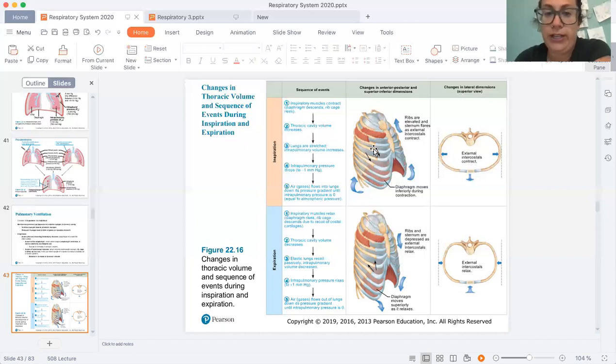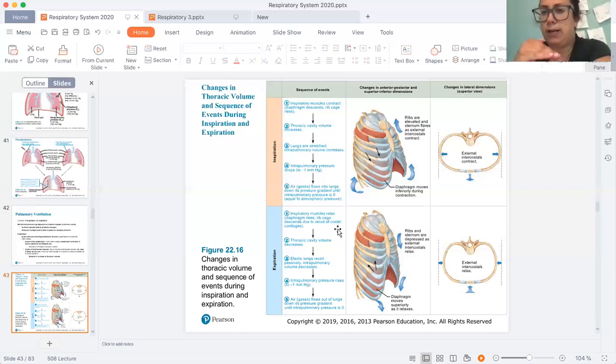So the key things for active inspiration are that we're using our diaphragm and our external intercostal muscles, and we're increasing the volume in the lung. Increasing that volume causes a change in pressure, and that change in pressure encourages gas flows to exchange at the capillary level. Okay, and then for expiration, we need those muscles to relax.